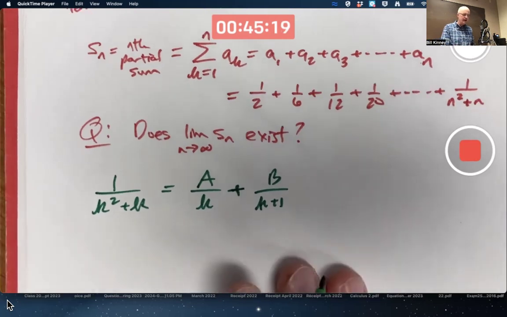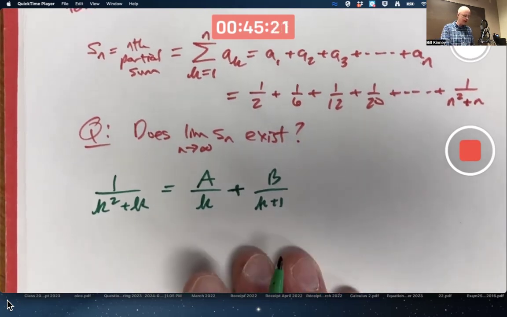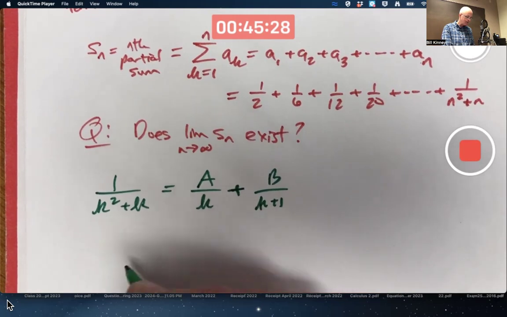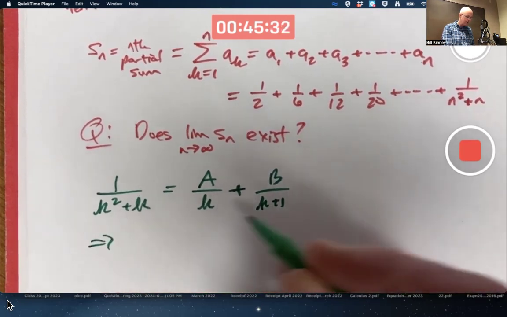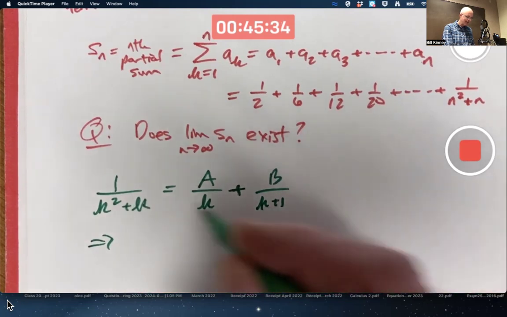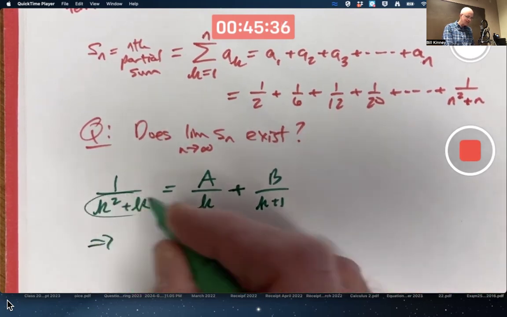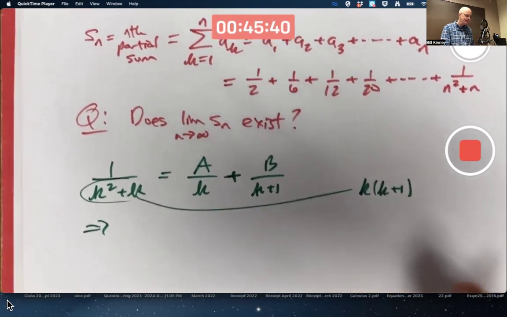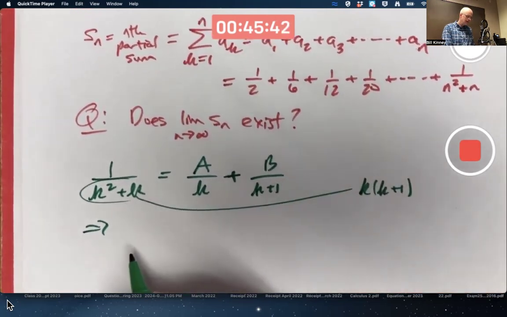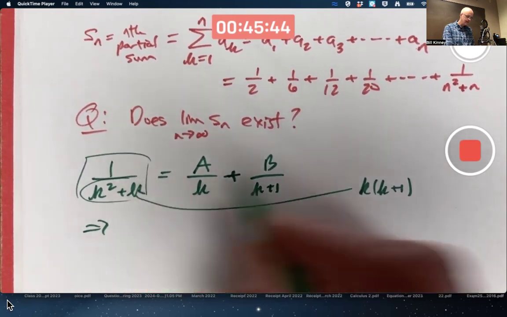I'd like to find A and B where this is true for all values of K. We could pretend K is a continuous variable if you like when we think about this expression. You don't have to. Multiply both sides by the common denominator. By the way, I should emphasize that K squared plus K can be factored as K times K plus 1. I should have emphasized that. Well, the whole thing here is 1 over that.